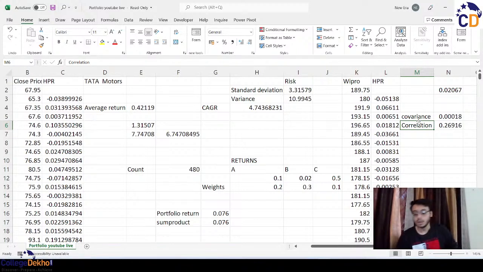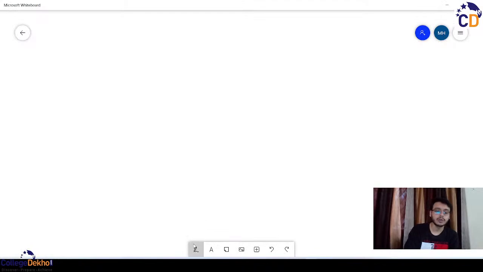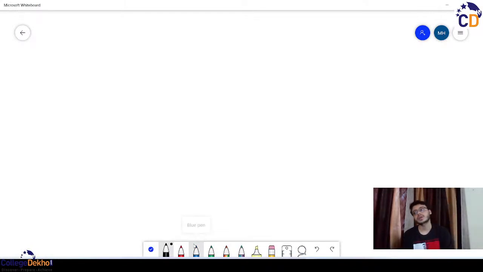So this is how we calculate the covariance and correlation on Excel. Now our task is to calculate one thing: how to calculate the beta of the stock. And we already know what exactly beta is. We talked about it in the previous session where we tried to understand systematic risk and unsystematic risk. Non-systematic risk was the diversifiable risk, the risk that can be diversified away by creating a portfolio.